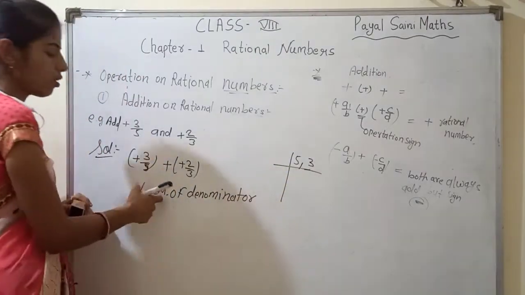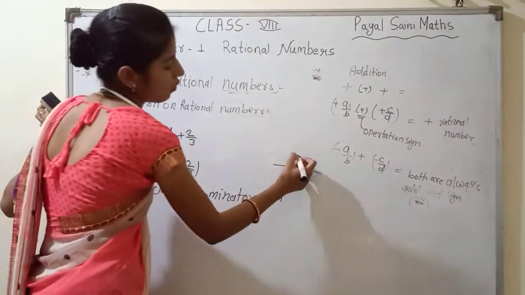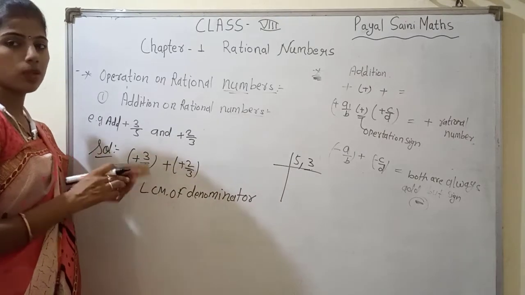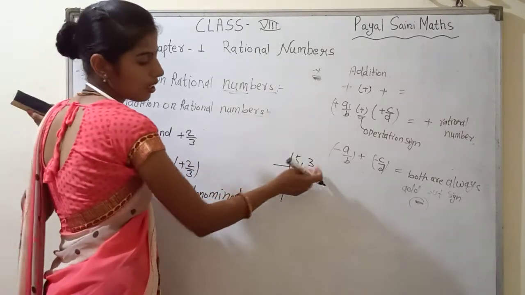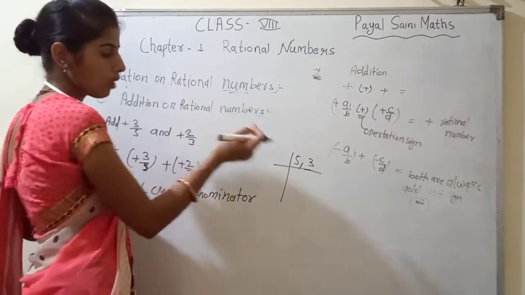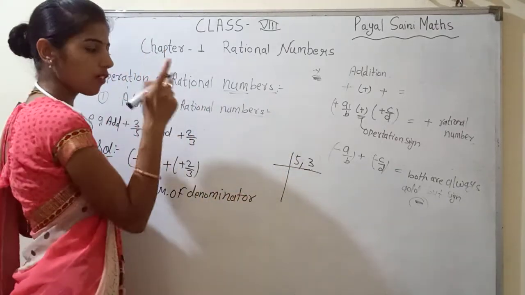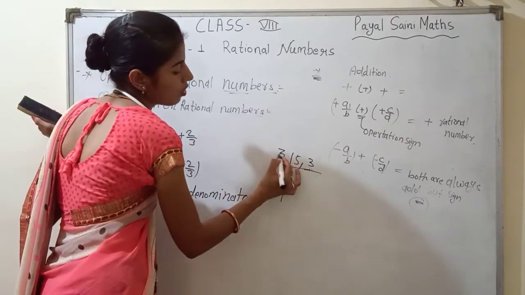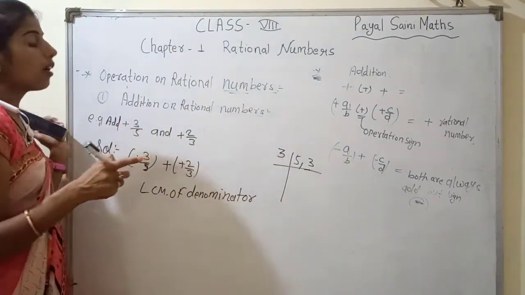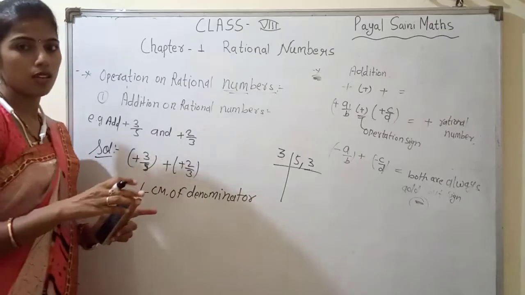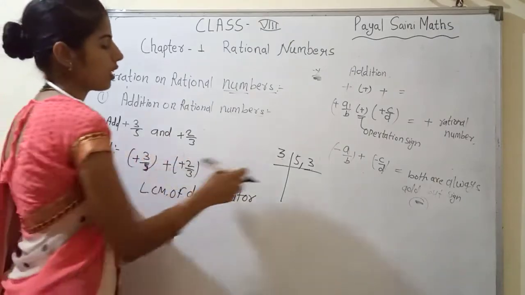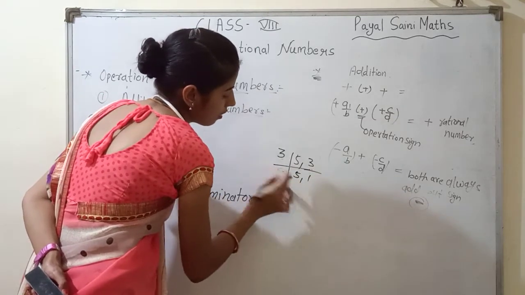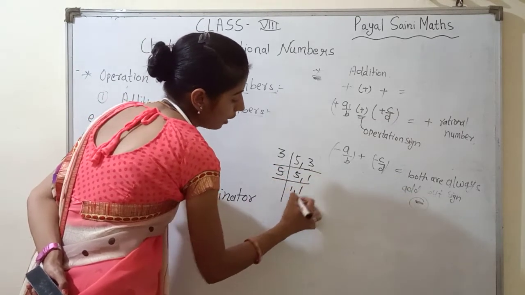LCM means lowest common multiple. Here is 5 and here is 3. We already read about this and we know the divisibility rules. Both 5 and 3 are prime numbers, divisible only by 1 and themselves. Now we start from 3. Why do we take 3? Because our division rule says first divide by the smallest number. The smallest number is 3, then 1, and next divide by 5, 1 by 1.